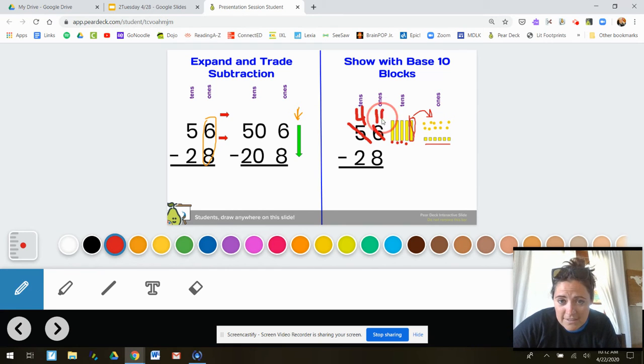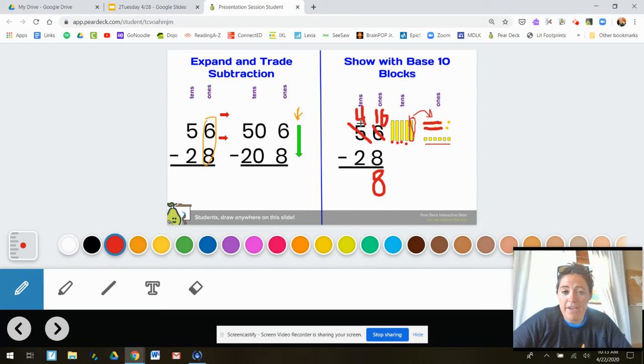I have 16. Okay, so now I can take 8 away from that 16. I'm going to do it like this. There was 4, and there was 4. So those 4 and those 4, that took away 8. I have 6, 7, 8, and I know 16 minus 8 is 8.